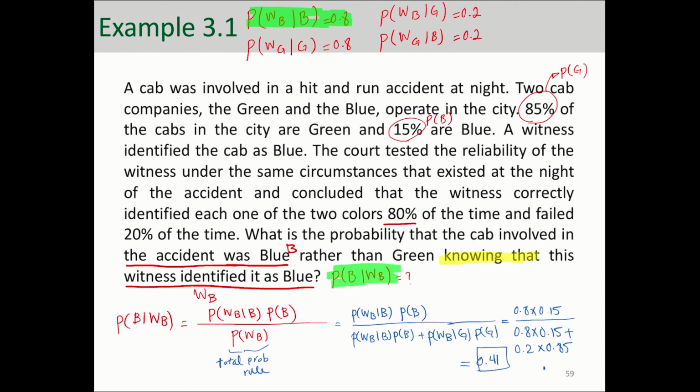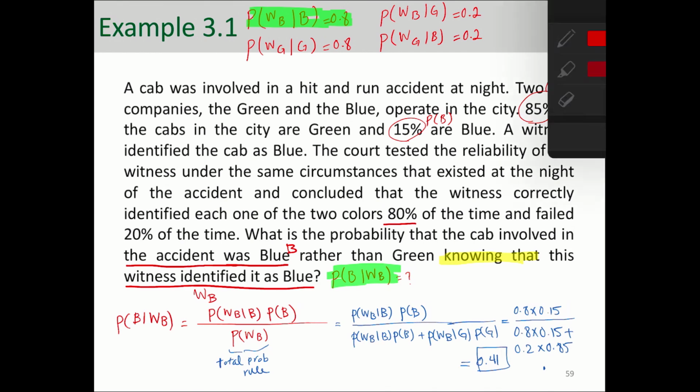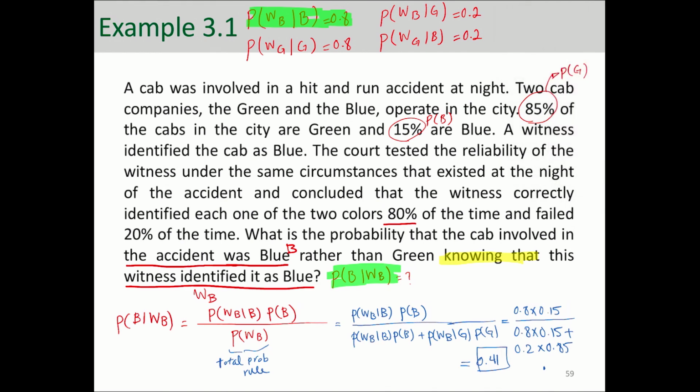It's a 41% chance. The complement of this is something that this problem is not asking for, but we know that the complement of this probability is probability of G given WB. The probability that the cab was actually green given that the witness says blue, it's 1 minus 0.41, so that's a 59% chance. This is just the complement probability of this. These two need to add up to 1.